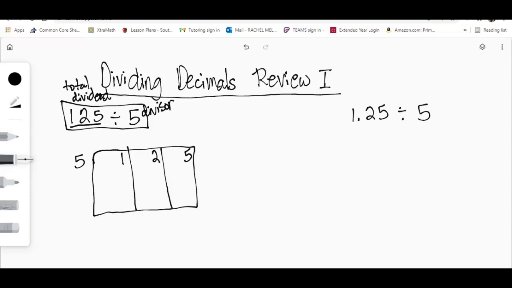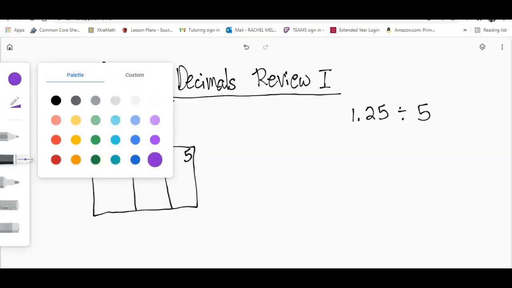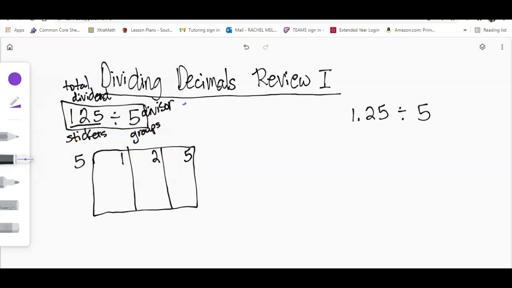Sometimes it helps if you have a context to the problem. So think of it this way. I have 125 stickers, and what I want to do is put them in groups of 5. So I'm looking for 5 groups of stickers. I'm going to choose another color because sometimes it helps when I do this work in the box in a different color. Now remember, we want to use only one column at a time.